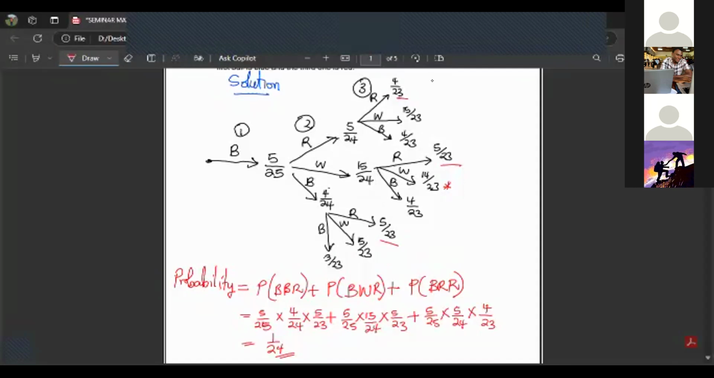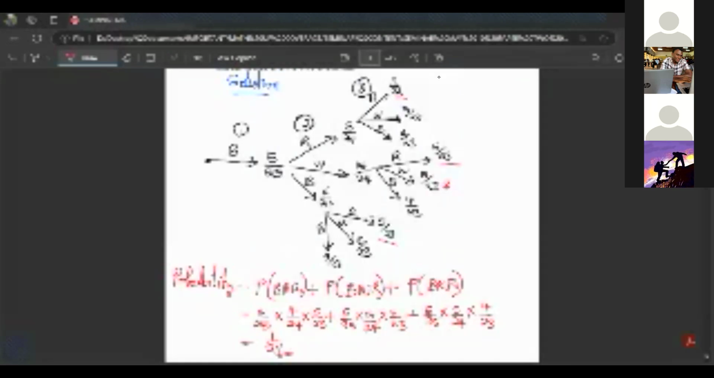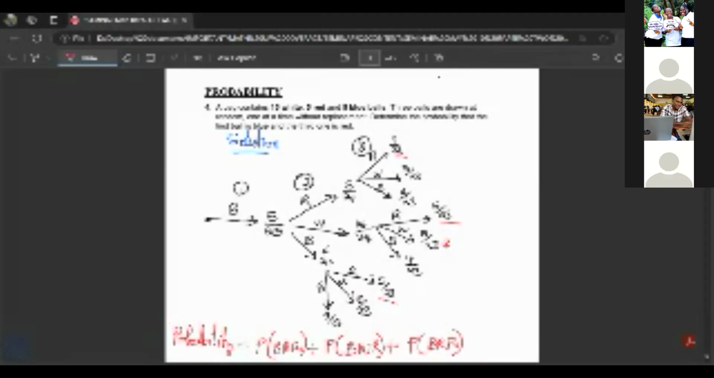I chose to start with picking blue because the question says the first ball is blue. So I didn't want to have a messy tree diagram, and I only took the line of choosing blue. And that's how we come up with that solution. So I think we can proceed.